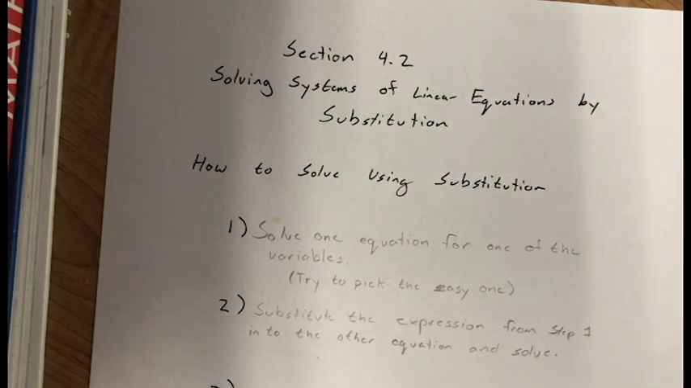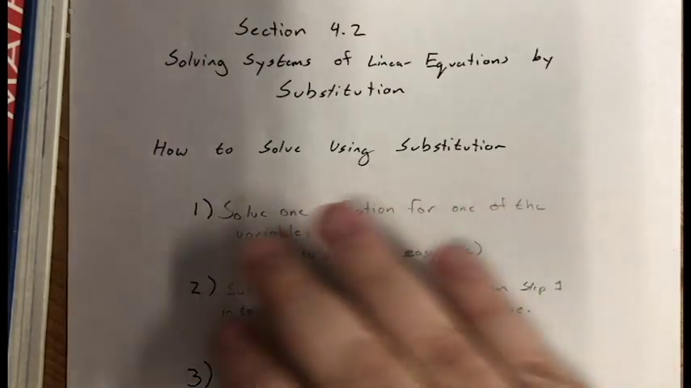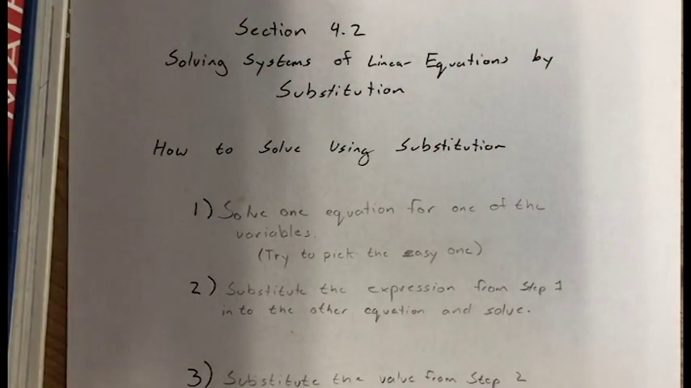method called substitution. And it's basically, I won't say this is 3 steps, but these are the three main big steps. It encompasses a lot of different things, but we're going to walk through these problems together. First off, we need to solve one equation for one of the variables. Try to pick the easy one, and I'll show you what I mean by that in a second. 2, substitute the expression from step 1 into the other equation and solve. And then 3, substitute the value from step 2 into one of the original equations and solve.